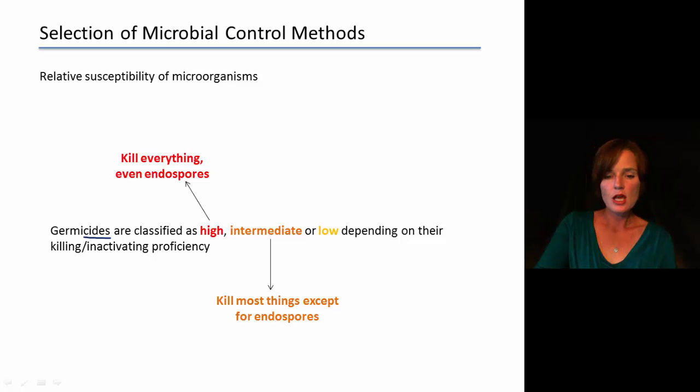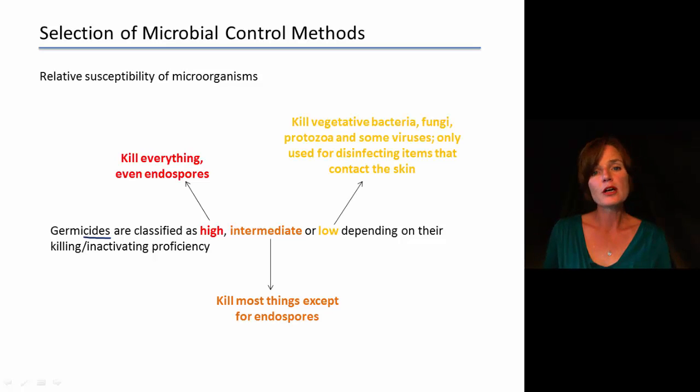When we're talking about intermediate, this is going to kill most things except for those really resistant endospores. And then low is going to kill vegetative, typically non-harmful bacteria, fungi, protozoa, and some viruses as well. This is typically only going to be used for disinfecting items that are going to contact the skin. If we're talking about penetrating through the skin and going to a lower layer, then we probably need to use something that's much more proficient at its killing. So we would use something in the high or intermediate category.